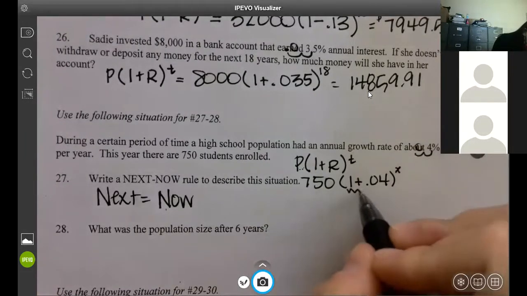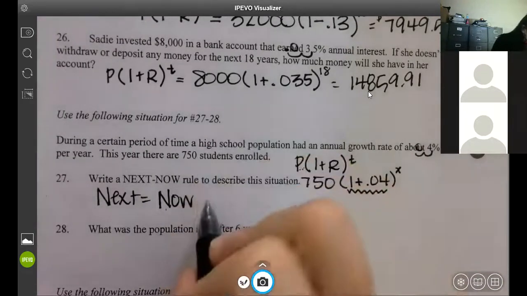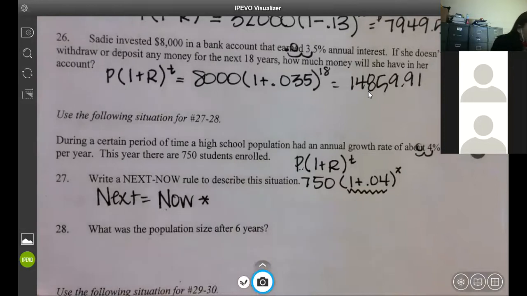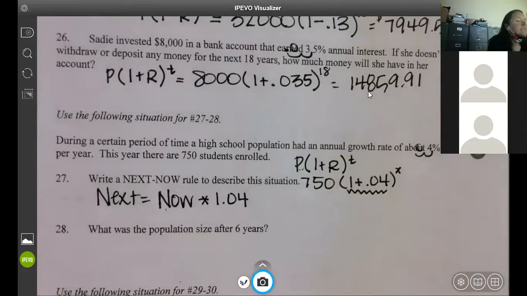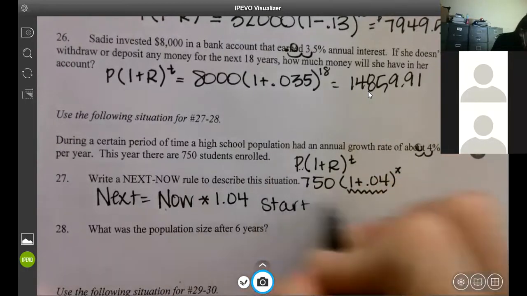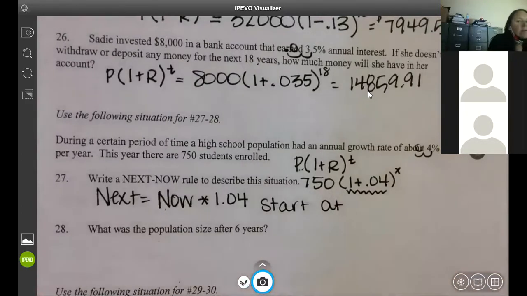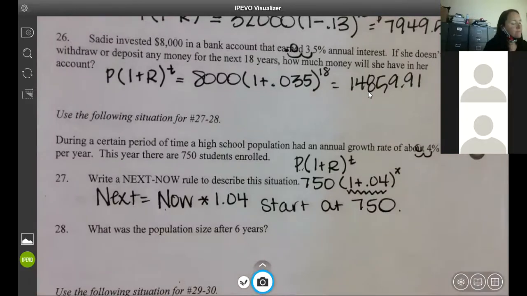Remember that this number is your multiplier. What is 1 plus 0.04? That is what goes next to your now. Next equals now times 1.04. Where did we start? What's the only other number we've used? 750. That's it.